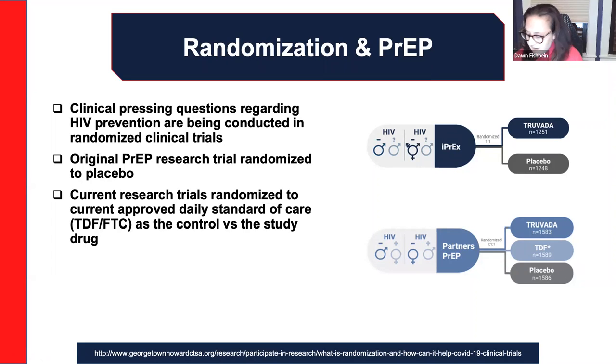But in the islatravir study, which Rachel was mentioning, we can't use the placebo anymore. So we're going to randomize still, but we're not going to randomize to a placebo control. I just want people to be at least clear on that. And we want to make sure that all of these have the same safety profile. So that's really all I want to mention about the randomization.